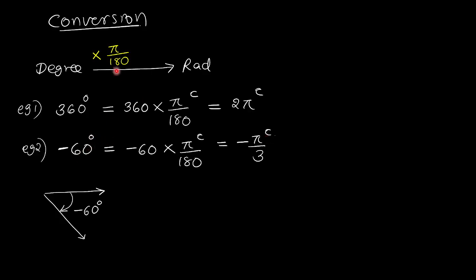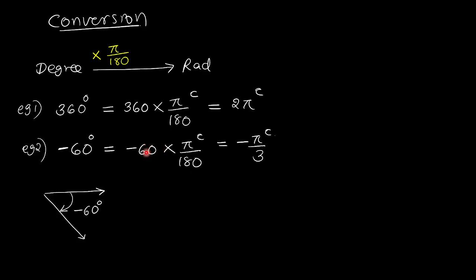See, minus 60. Let the minus be there. Degree measurement can be converted to radian measurement. How? The degree value is multiplied with pi by 180, whether it is positive or negative.